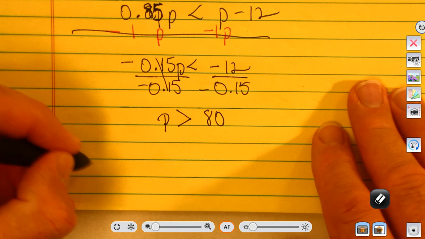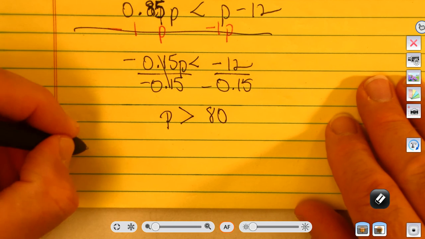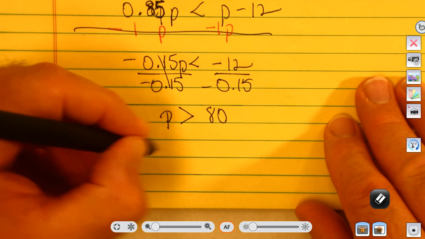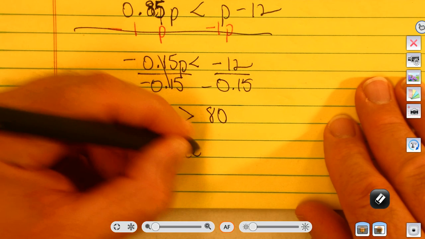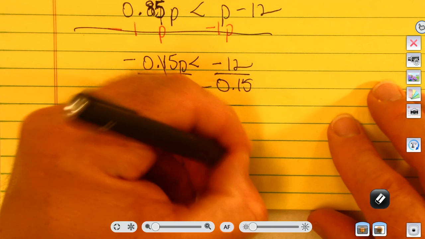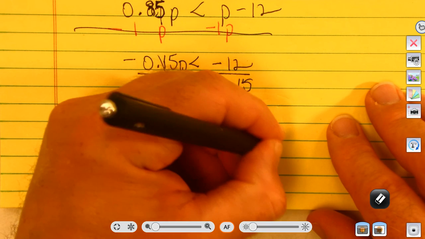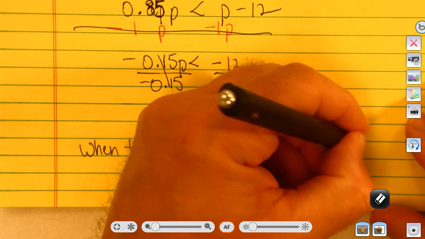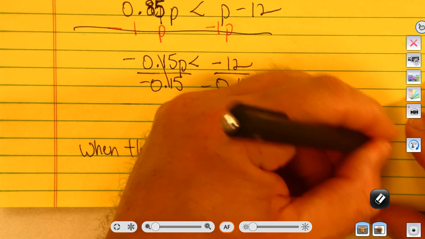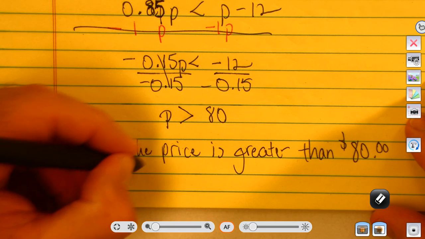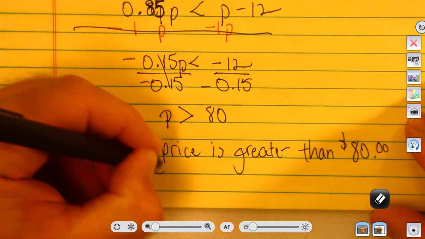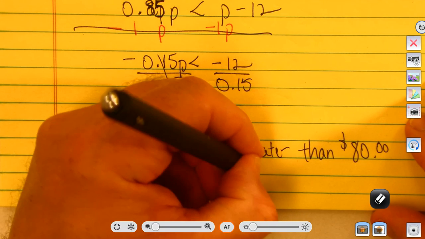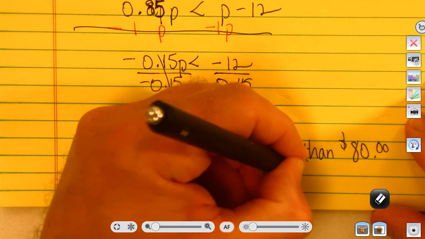So when the price is greater than $80, it is cheaper to buy it online.